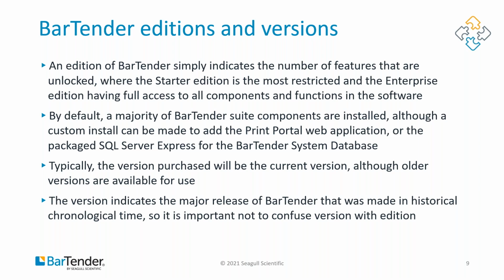So if your product key code is for a starter edition, then when you activate the software, BarTender will run as that starter edition. Now, interestingly, it will still show all the functionality of the higher edition features, but if you use them, it will first warn you that you're using a feature that's not supported by your current edition. And if you then print, it will print a watermark on the resulting label.